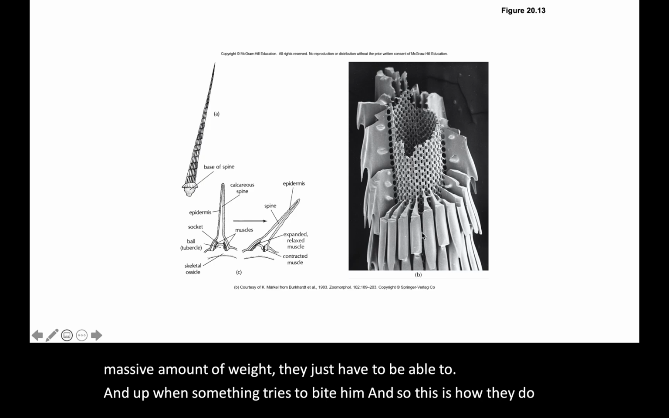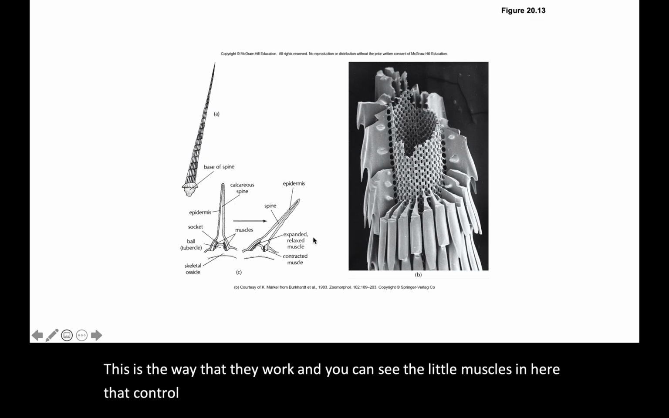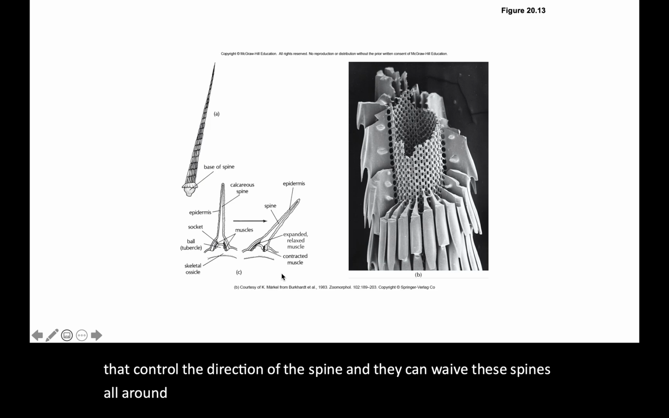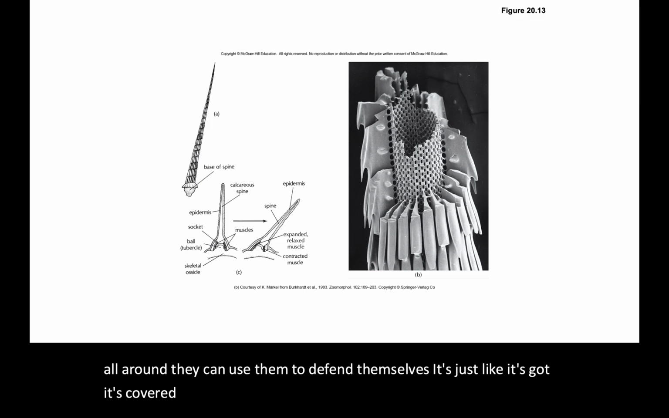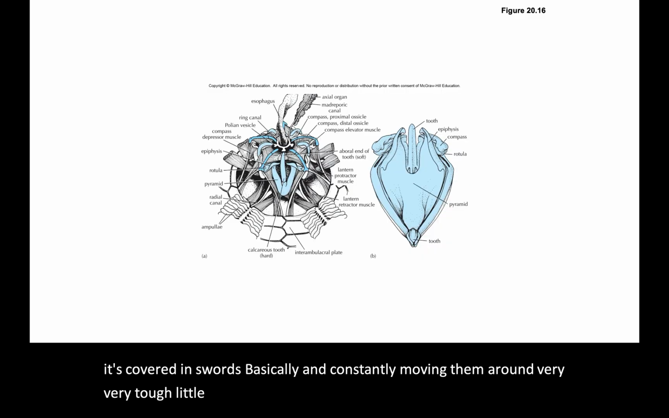This is the way that they work. And you can see the little muscles in here that control the direction of the spine. And they can wave these spines all around, and they can use them to defend themselves. It's just like it's covered in swords, basically, and constantly moving them around. Very, very tough little echinoderms, and echinoids in particular.